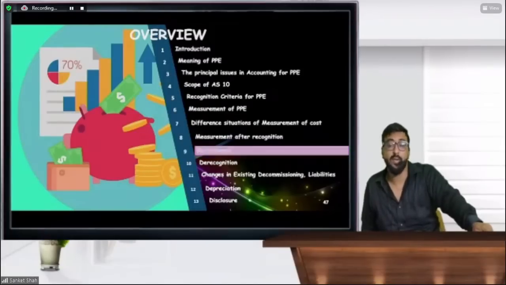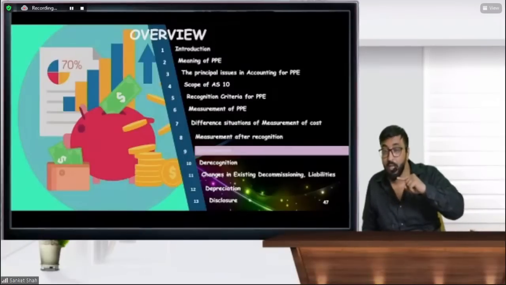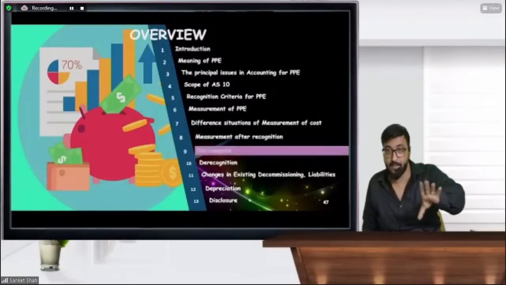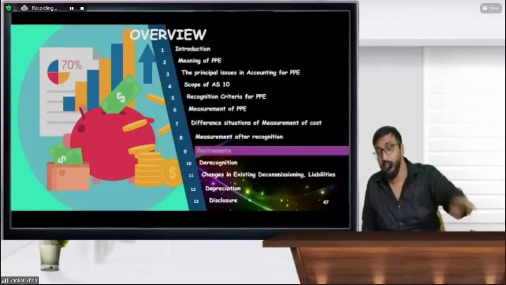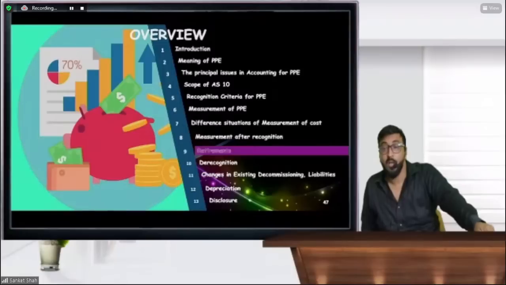Recognition criteria: if it is probable that future economic benefit will flow to the enterprise, and if the cost can be measured reliably. If you understand my speed, okay, you understood this standard 100%. Please try to catch my speed. If it is probable that future economic benefit will flow to the enterprise and cost can be measured reliably, then you will record this asset.